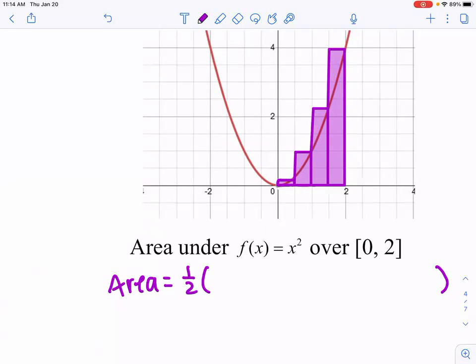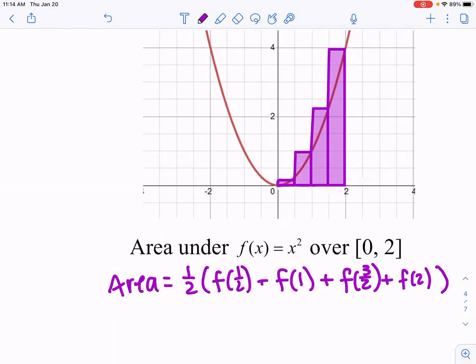So this rectangle right here has height of f of 2. And then the next one over is 1/2 later, because that's delta x. And the next one is delta x over, and the next one is delta x over. And I'm gonna stop because now I have my 4 rectangles.